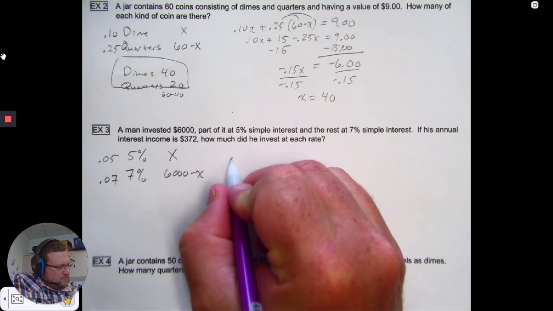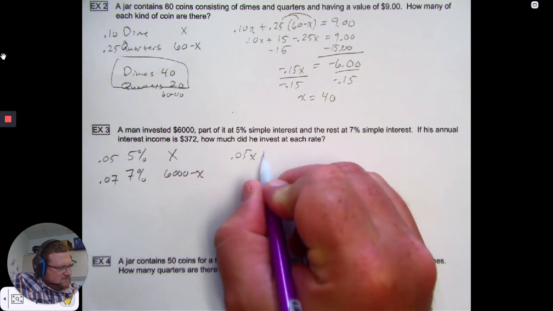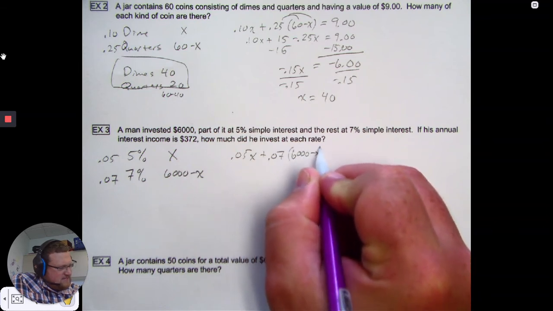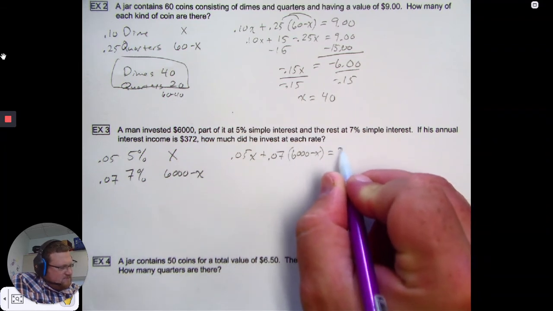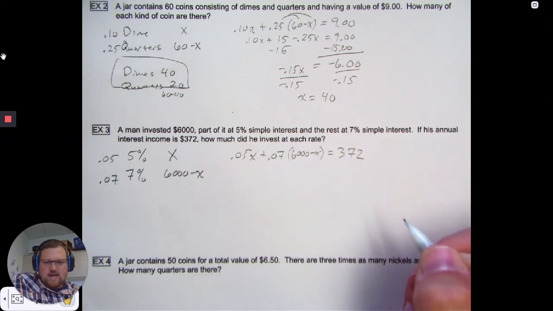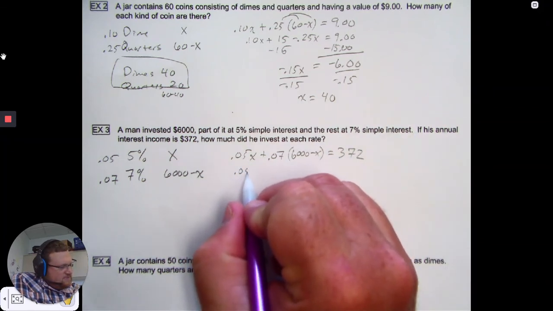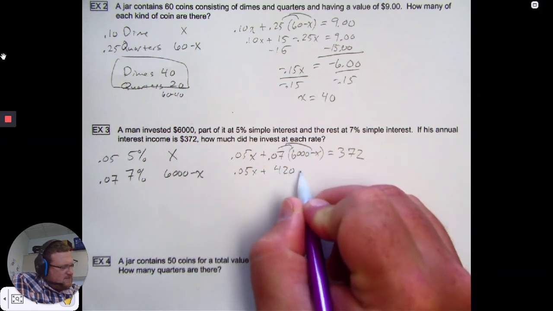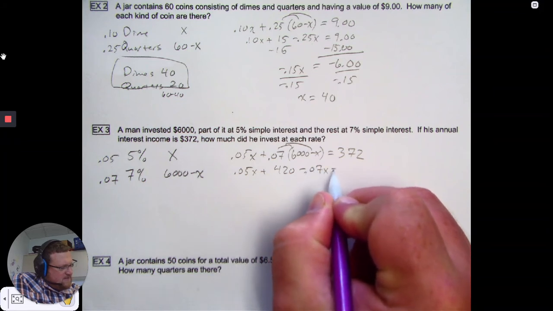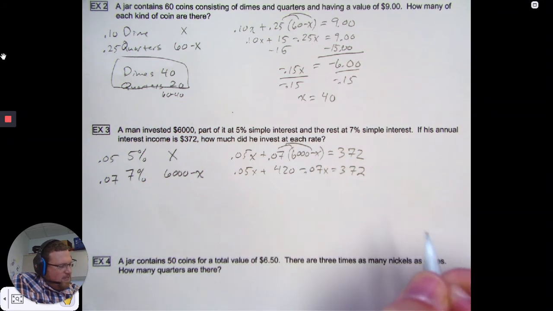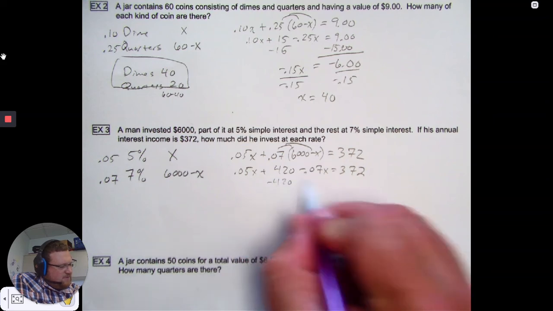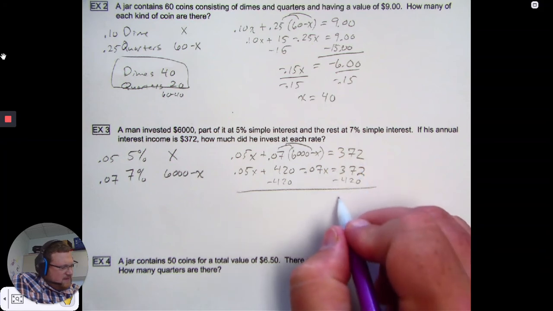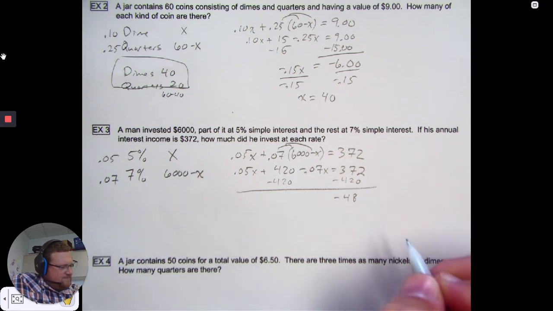So now if I take the 0.05 he earns on his X plus the 0.07 he earns on the rest, which is 6,000 minus X, we know that those have to add up to a total of $372. So this is 0.05X plus, distributing this through, 420 minus 0.07X equals 372. So if we subtract 420 from both sides, that gives us negative 48 on our right-hand side.